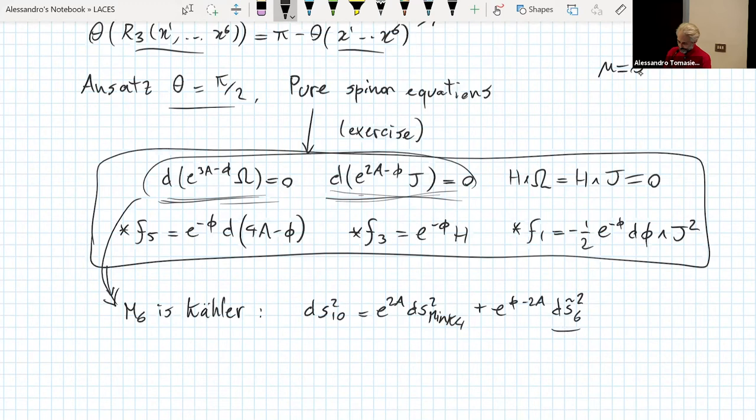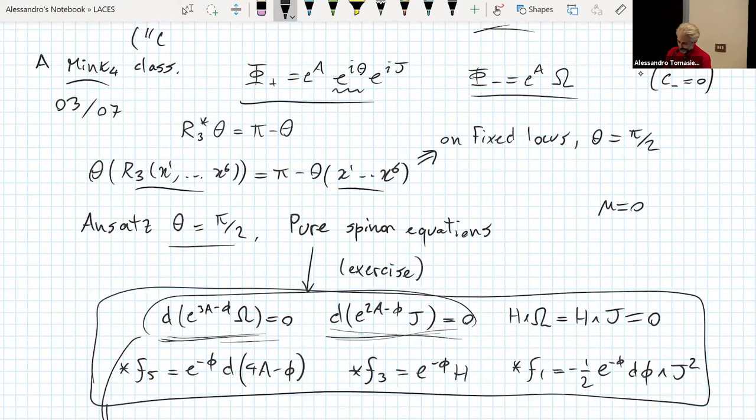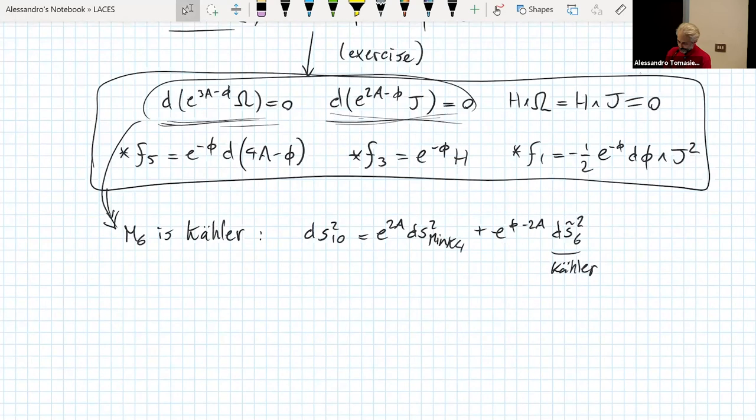So more precisely, this is the scalar metric. I usually call this the conformal scalar class. It was found in papers by Sethi and collaborators, Rajesh Sethi, by Giddings, Kachru, Polchinski, and there were also based on work by Becker and Becker. That's a long history.